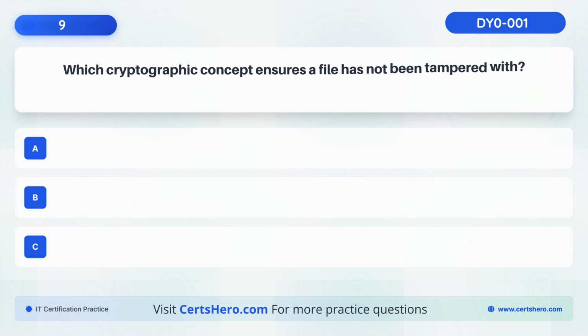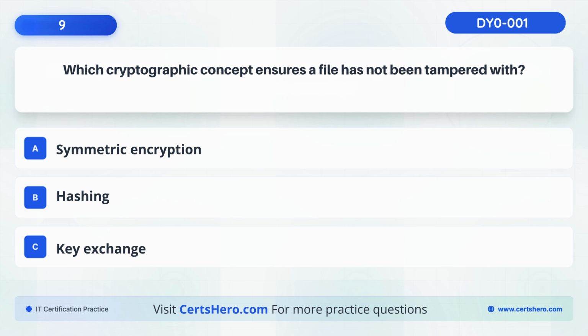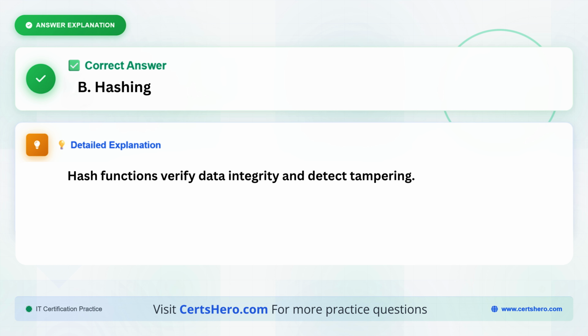Which cryptographic concept ensures a file has not been tampered with? A. Symmetric encryption. B. Hashing. C. Key exchange. Correct answer is B. Hashing. Hash functions verify data integrity and detect tampering.